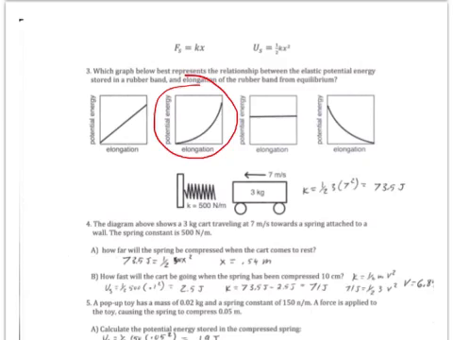Number 4, the diagram above shows a 3 kilogram cart traveling at 7 meters per second towards this spring. The spring constant is 500 newtons per meter. How far, so I'm looking for x, how far will the spring be compressed when the cart comes to a rest? Well, I first have to figure out the kinetic energy of the cart, because ultimately the kinetic energy of this cart is going to be converted into the spring potential energy, the elastic potential energy of the spring.